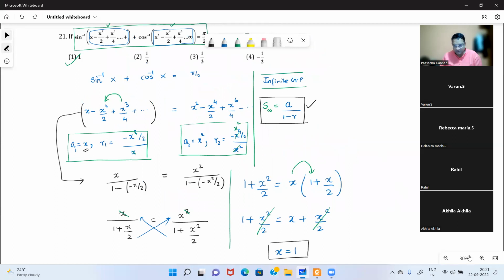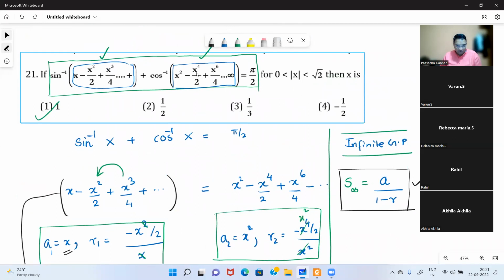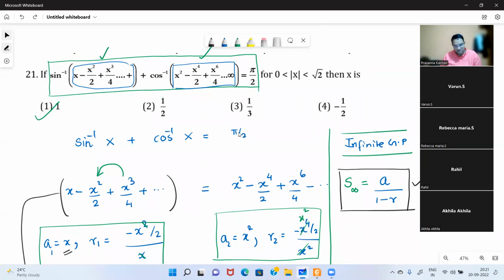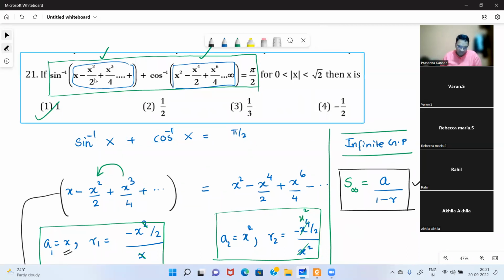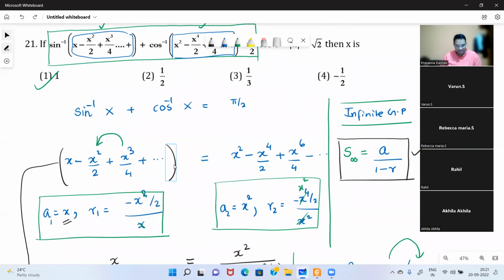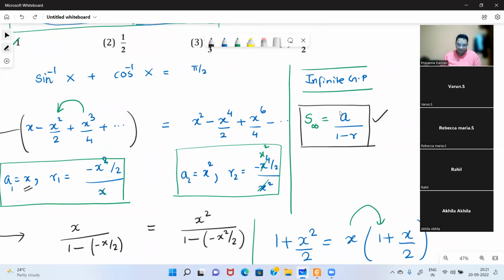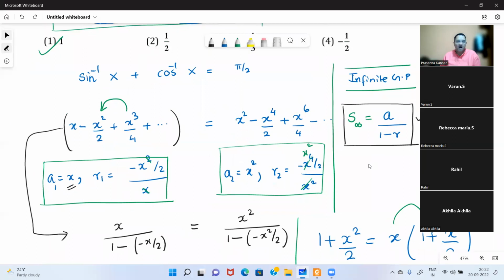Yes, sir. Let me explain this whole thing once again. Sine inverse of a function plus cos inverse of another function is given to be pi by 2. From the definition, we know that sine inverse of x plus cos inverse of x is pi by 2, which means whatever is inside here must be the same as this. So these two are equal. If you observe carefully, they both are geometric progressions, each a different one. For an infinite geometric progression, the formula for the sum to infinite terms is a by 1 minus r. So we need to know only a and r. What is the first term a? X. What is the ratio here?